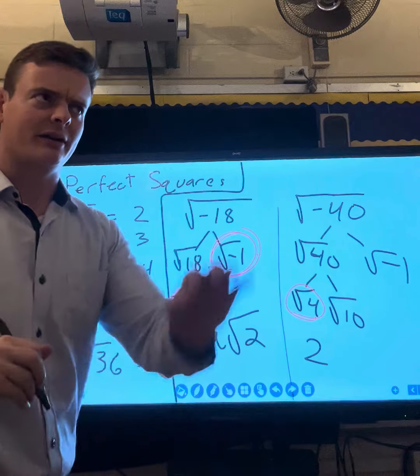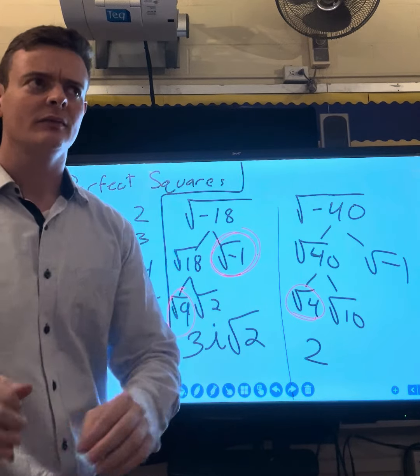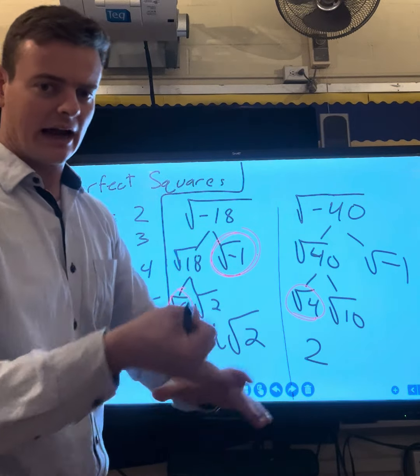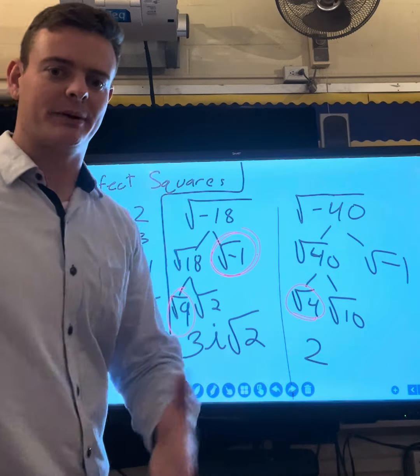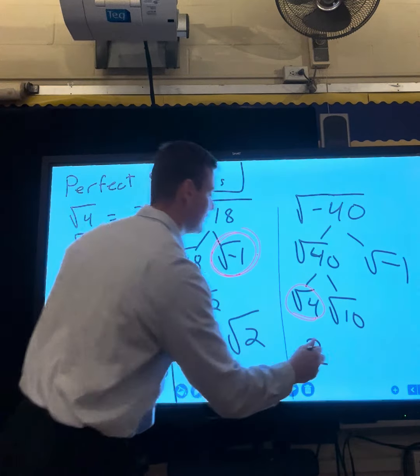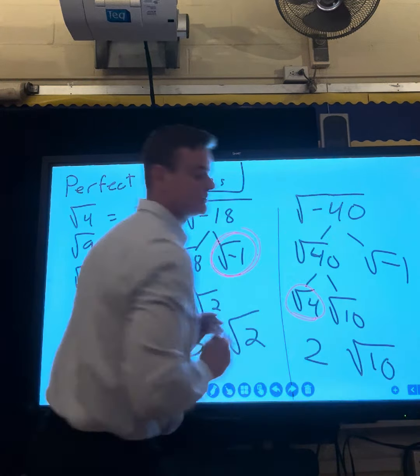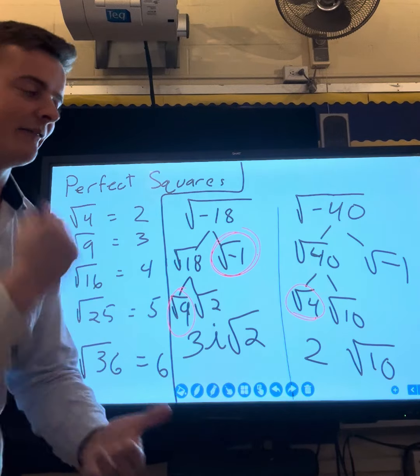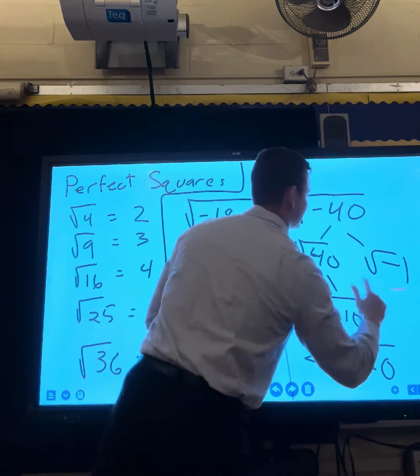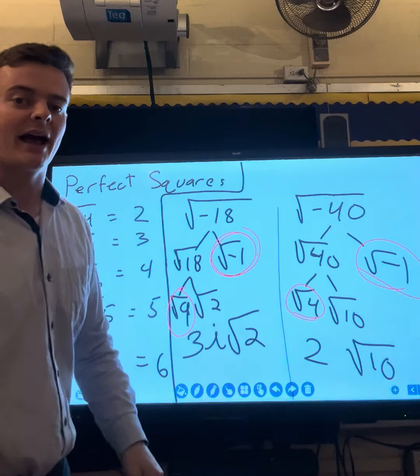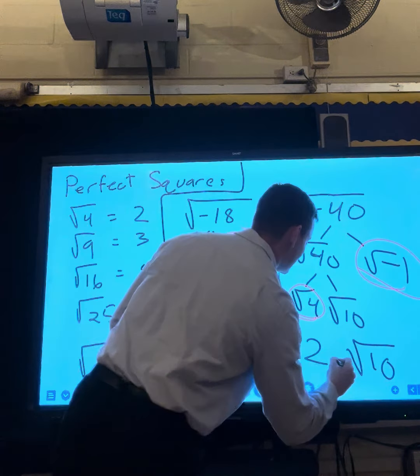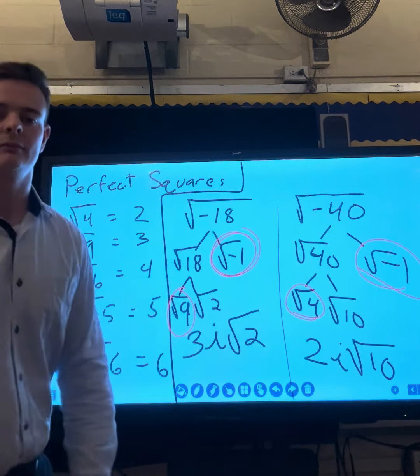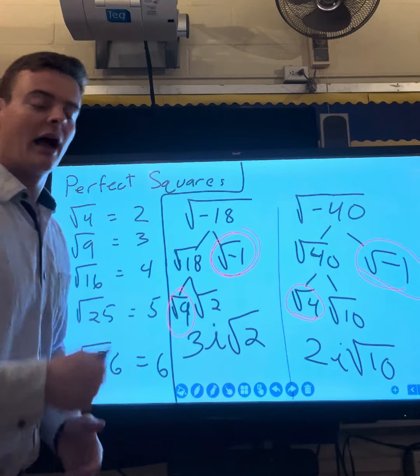Square root of 10. Are there any perfect squares that go into 10? 4 can't go in, 9 can't go in, and the rest of them are bigger. So I can't do anything more with the square root of 10, so it stays square root 10, and I cannot forget about this -1 I took out before. That's going to be my imaginary number i. That goes right in between, no big deal. I got one last one.